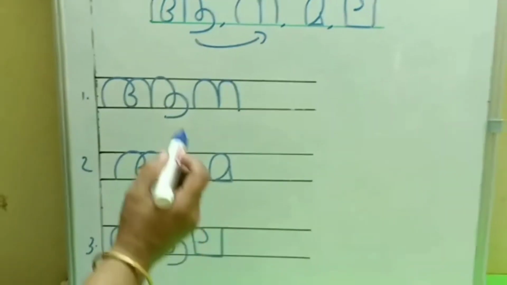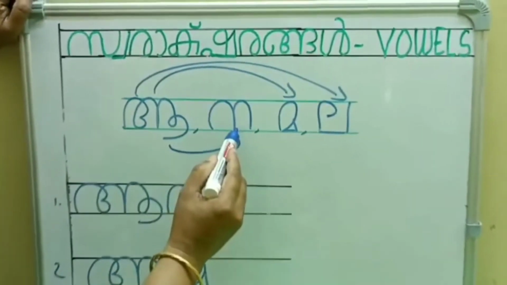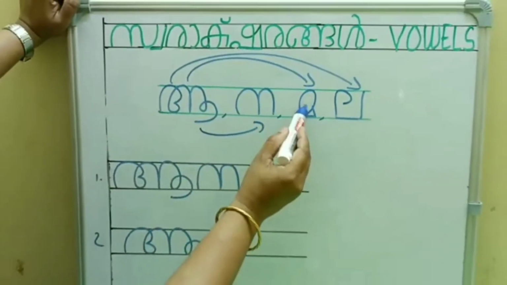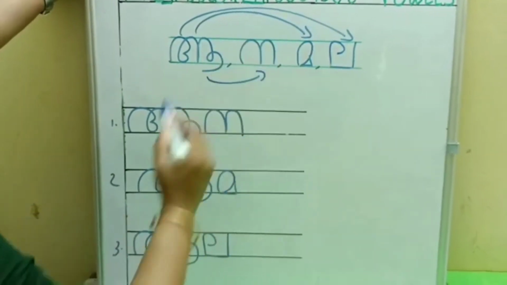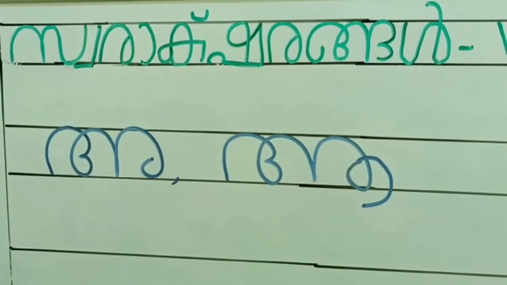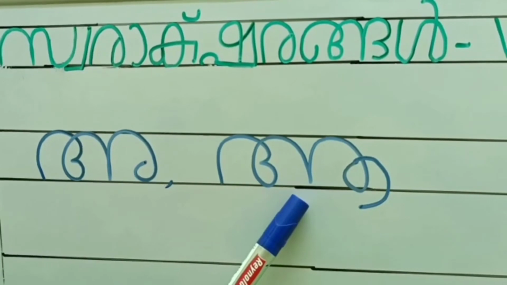Okay. Once again. First word A and Na, Ana. Second word A and Ma, Ama. Third word A and La, Ala. Ala means a blacksmith's workshop. Got it? Now we will learn the symbol for the alphabet A.